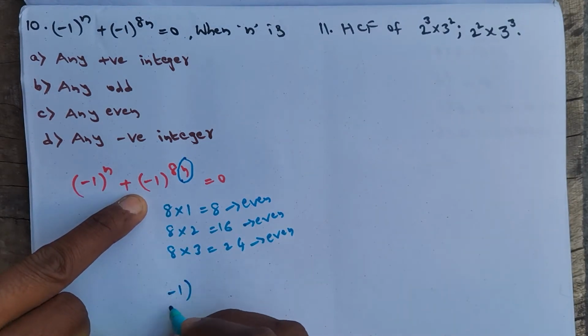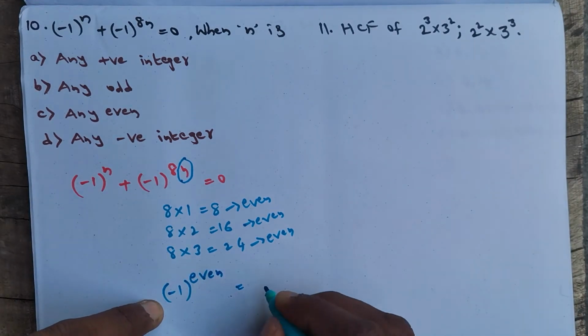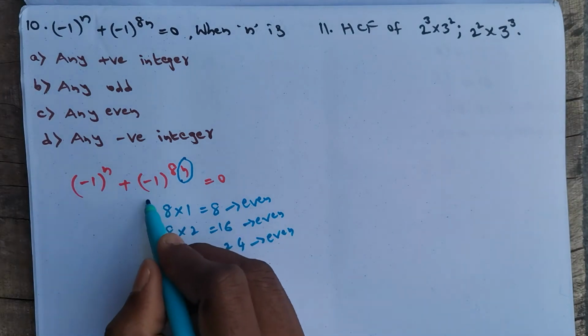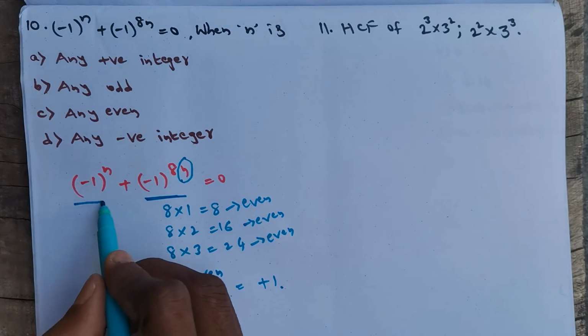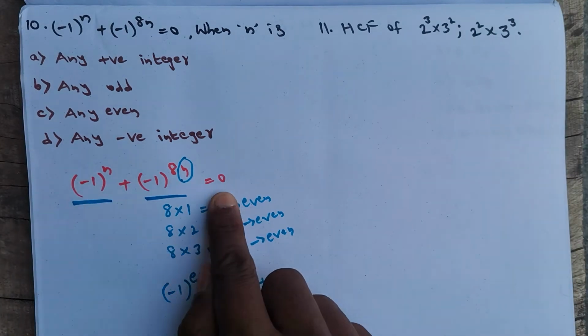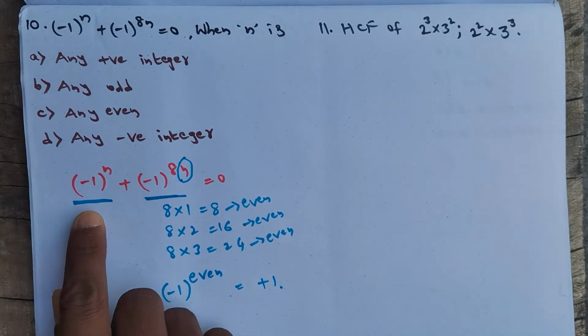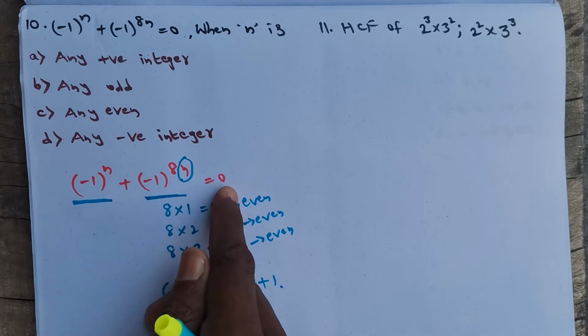So it means minus 1 power even number. Minus 1 power even is always plus 1. So this value we are getting is plus 1. Then what should the other value be to get the answer 0? If this is plus 1, this should definitely be minus 1. If it is minus 1 plus 1, then only it will become 0.